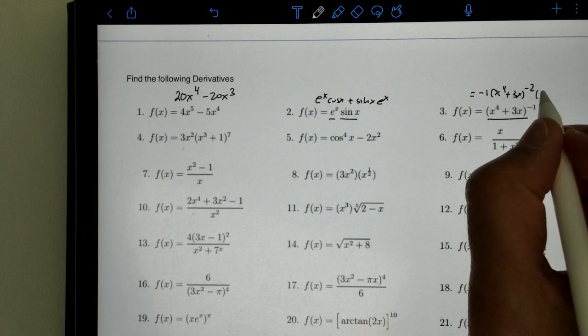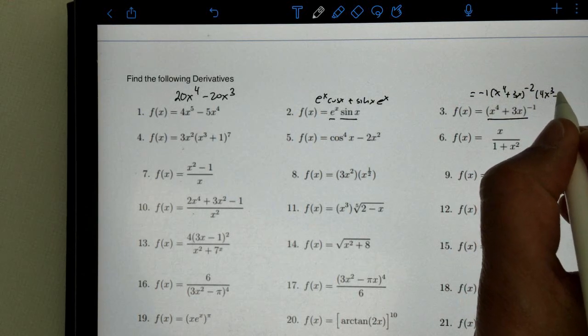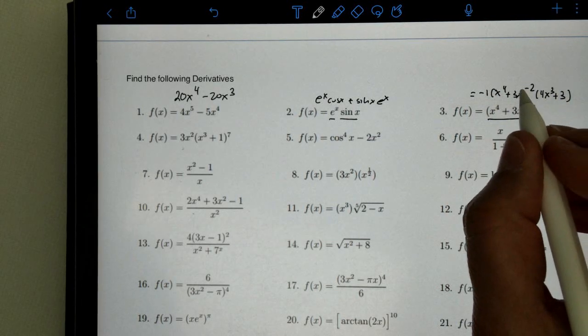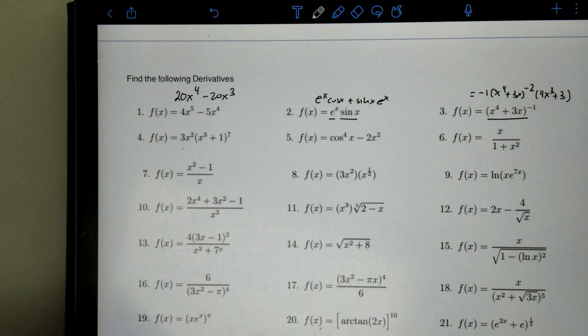Chain rule, derivative of the inside. 4x cubed plus 3. Don't forget the parentheses. And you should probably write that as the 2 power on bottom, but I want to go through these quickly.